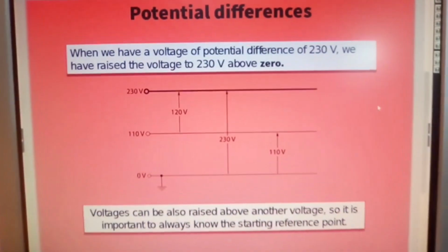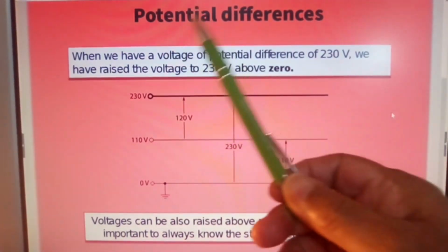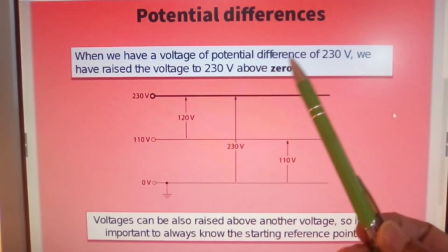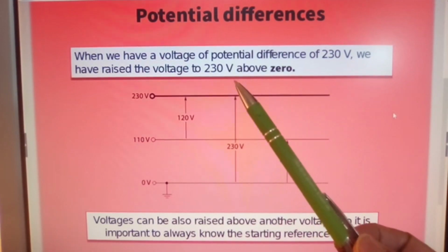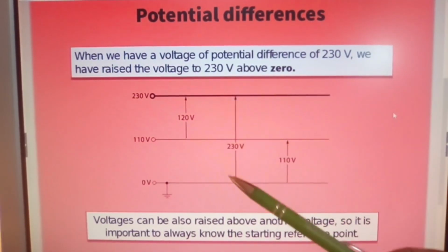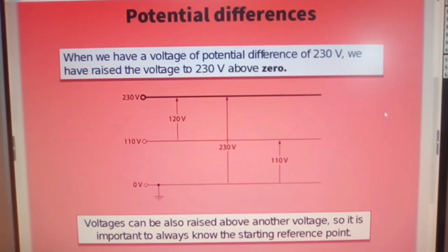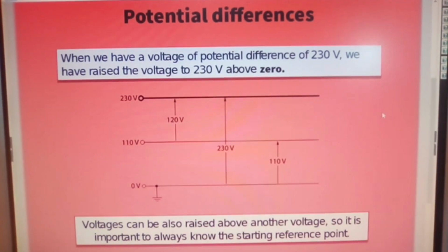Now, potential differences. When we have a potential difference of 230 volts, we have raised the voltage to 230 volts above zero. And this is just giving you an illustration of the voltages above zero. Okay? Voltages can also be raised above another voltage, so it is important to always know the starting reference point.